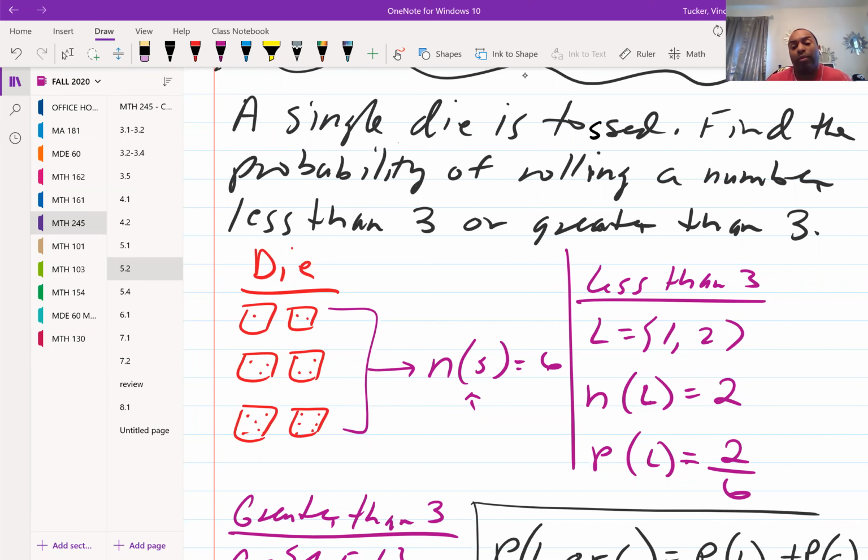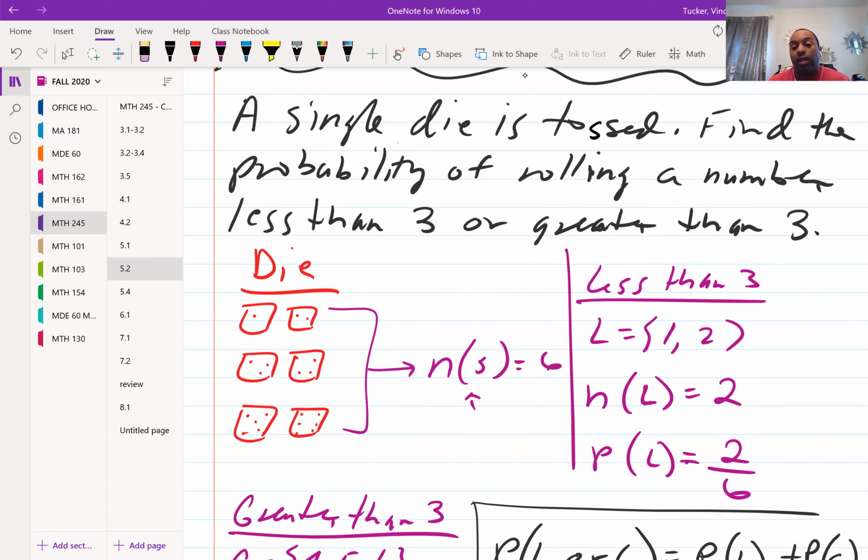Also remember we wanted to establish all the mutually exclusive events. Values that are less than 3 and values that are greater than 3 have nothing in common. You can't be less than 3 and greater than 3 at the same time. So these are mutually exclusive events. They do not have any numbers in common. So we can proceed the same way we did with the cards when you find the probability of each individually.